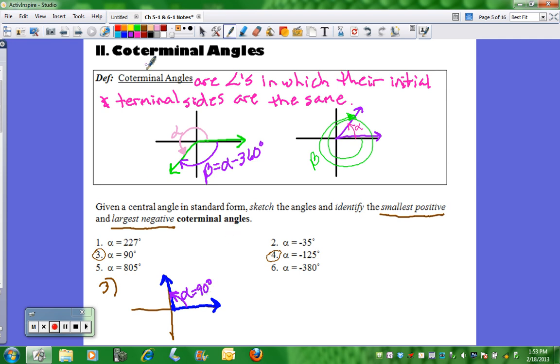So I'm looking for two, not one, but two angles, okay? I'm looking for the smallest positive, so I'm going to look for a positive solution, but I'm looking for the smallest positive. I'm looking for the negative solution, but I'm looking for the largest negative. Keep that in mind as we go through these, okay? So positive is going to make me rotate. Got to start here. It's going to have to end in the same spot.